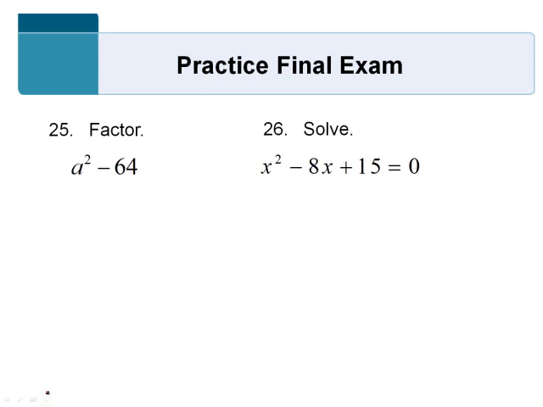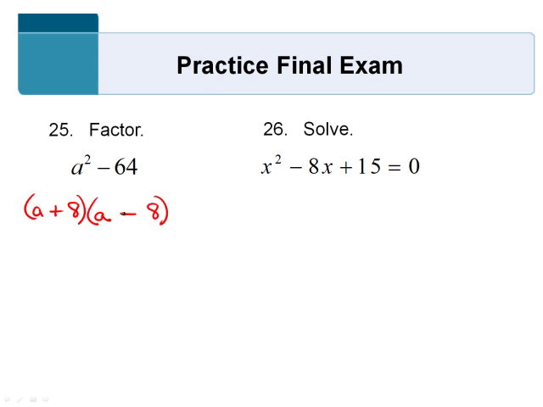All right, number 25. We do not have a greatest common factor, but we do have perfect squares because a squared is a perfect square and so is 64. So we set up FOIL, and the square root of a squared is just a. The square root of 64 is 8, and the signs are going to be opposites. Okay, and that's it on that one.